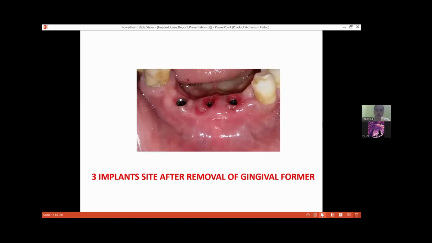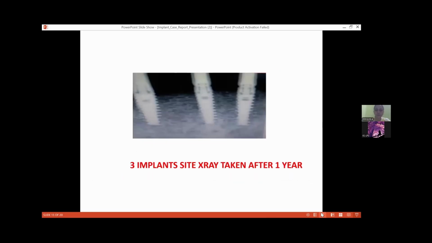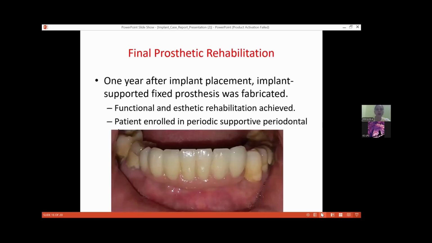After removal of the gingival former, this was the photo. In the IOPA taken after 1 year of the implant placement, we can see that the implant shows better osseointegration with the bone, and there is no bone loss around the implant. Coming to the final prosthetic rehabilitation, after 1 year of the implant placement, an implant-supported fixed prosthesis was fabricated. Thus, the functional and aesthetic rehabilitation of the mandibular anterior region was achieved.